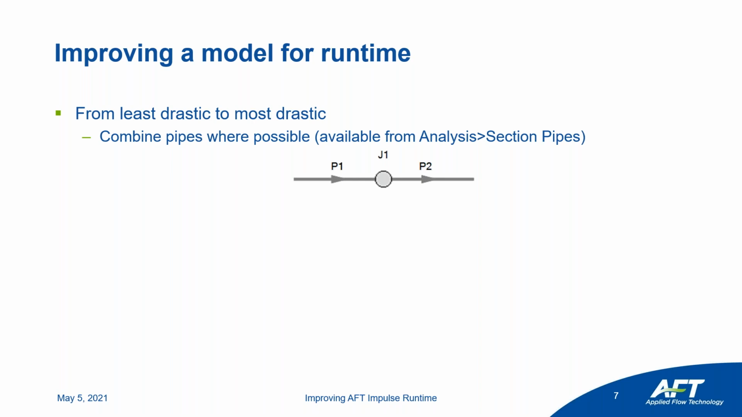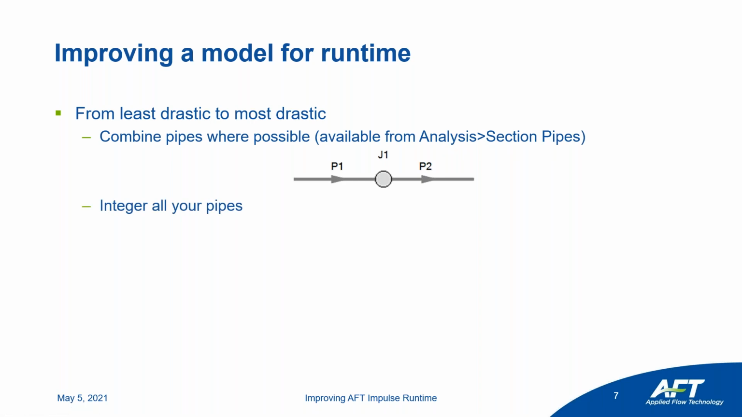So the least drastic option to improve your model is to combine pipes where possible. This will actually come up as the waterhammer assistant, which you may be familiar with when you start your run. In essence, you have a collection of pipes that you could join together and fold the losses into, increasing your overall potential section length. So in this case, if we had a pipe connected with a branch, connected with another pipe, if there's no losses in this branch, then we can fold those two pipes together, increasing our overall potential section length. We'll take a look at what this looks like in an example, which you can do from the analysis window and the section pipes window.